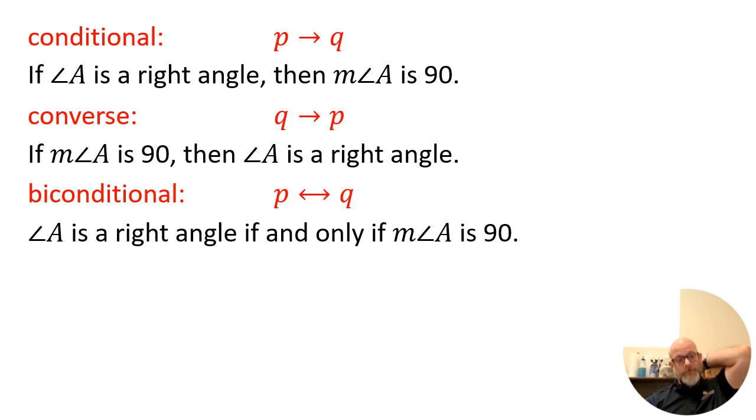Conditional. If P then Q. If A is a right angle, then the measure of angle A is 90. True or false? True. Converse. If the measure of angle A is 90, then angle A is a right angle. True. Therefore, we can say about the biconditional, angle A is a right angle if and only if the measure of angle A is 90. That's true. See, both conditionals were true, therefore the biconditional is true. Conditional is true. Converse is true. Both directions, then the biconditional is true.